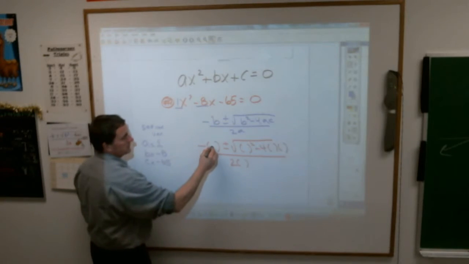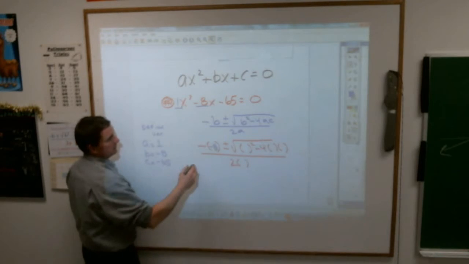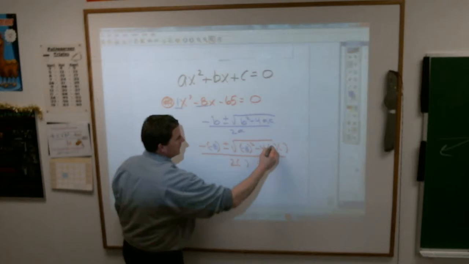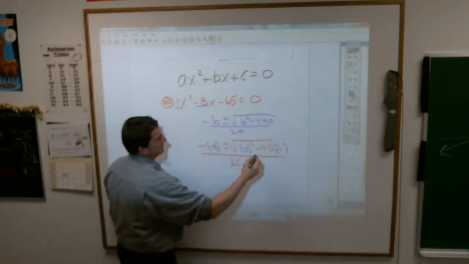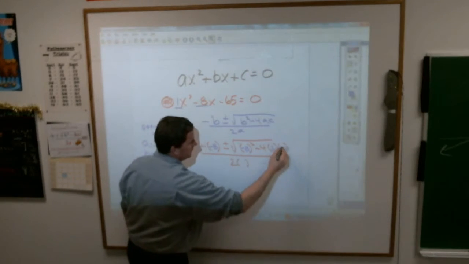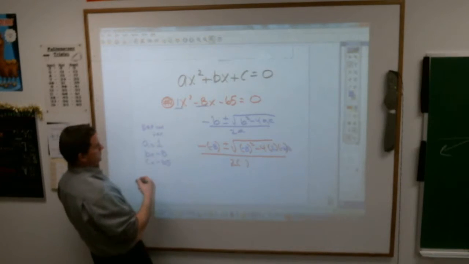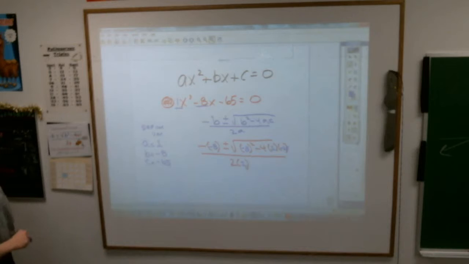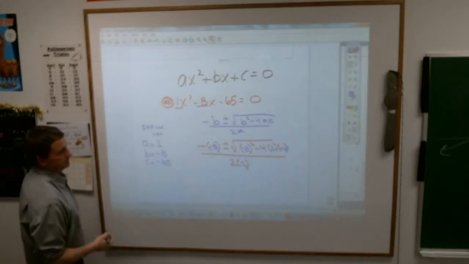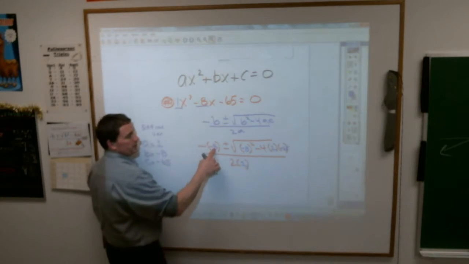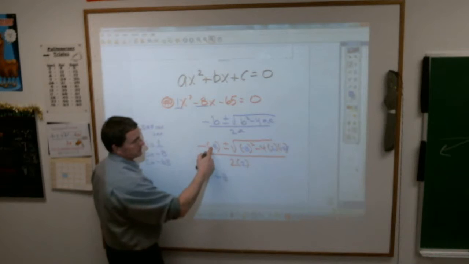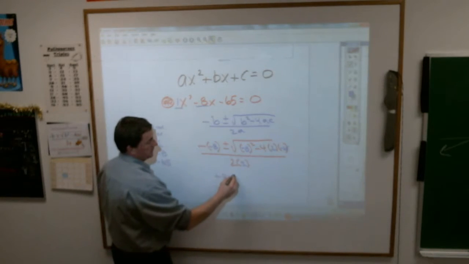Negative b, which means it's a negative 8. You get negative 8 squared minus 4 times 1 times negative 65, all over 2 times 1. It's really not as bad as it looks. So you end up with positive 8 here, correct? Negative 8 times a negative, negative 8 is positive 8.